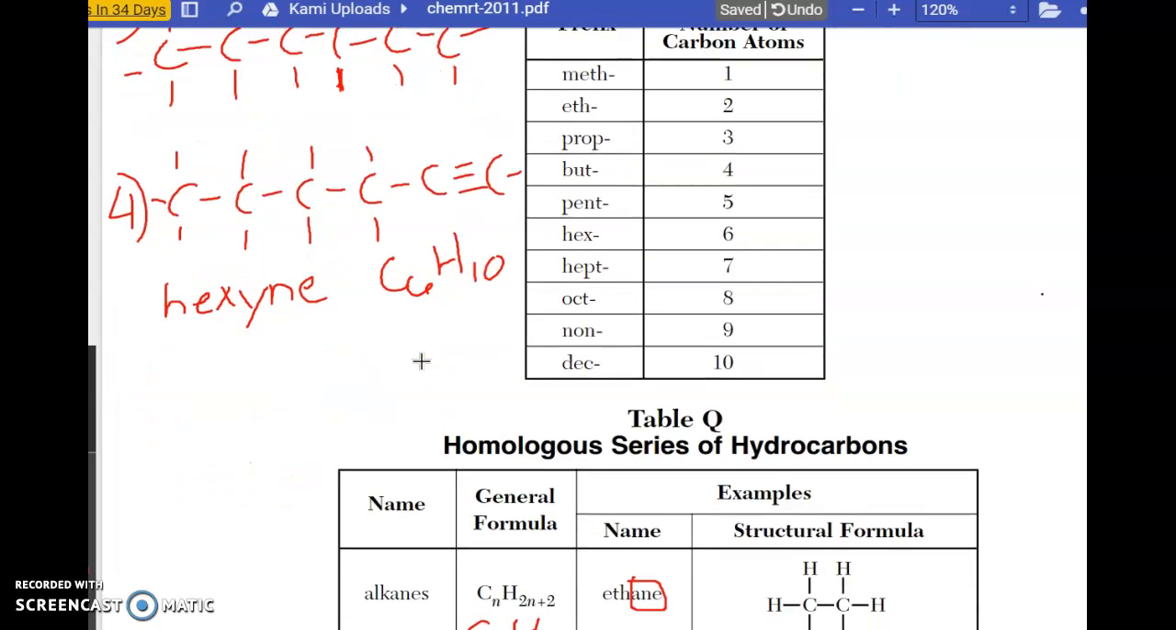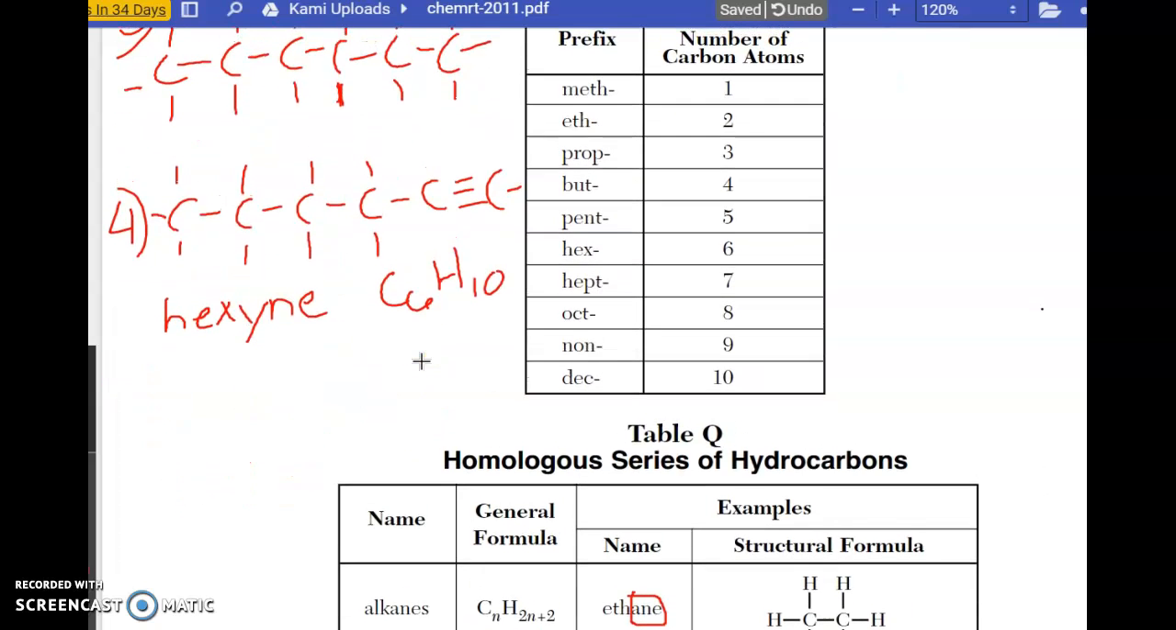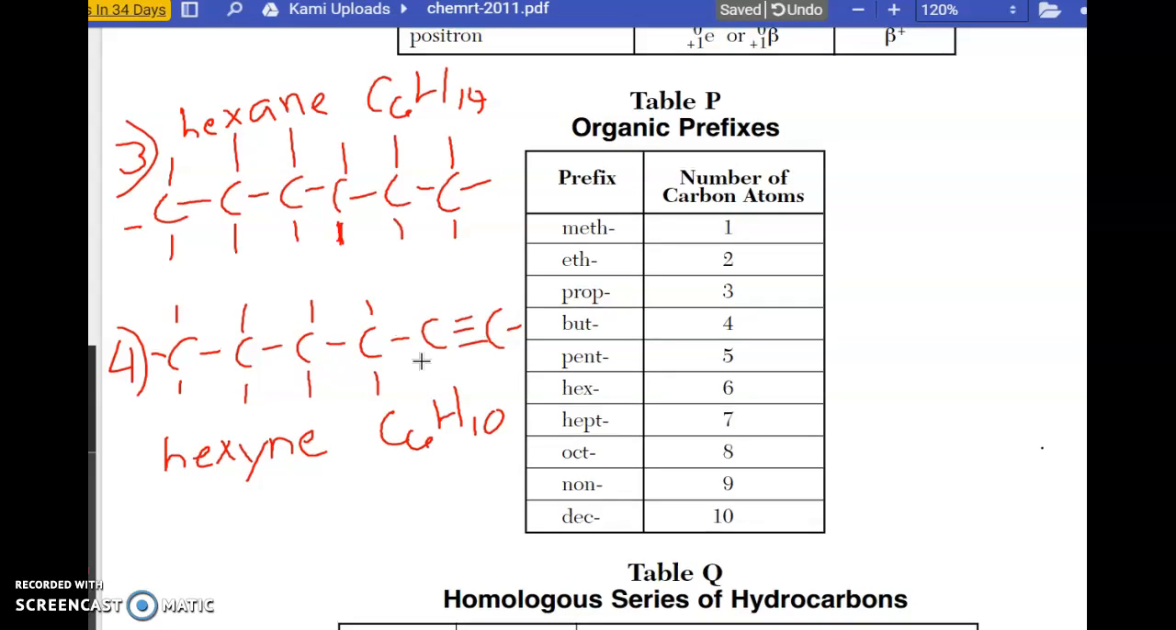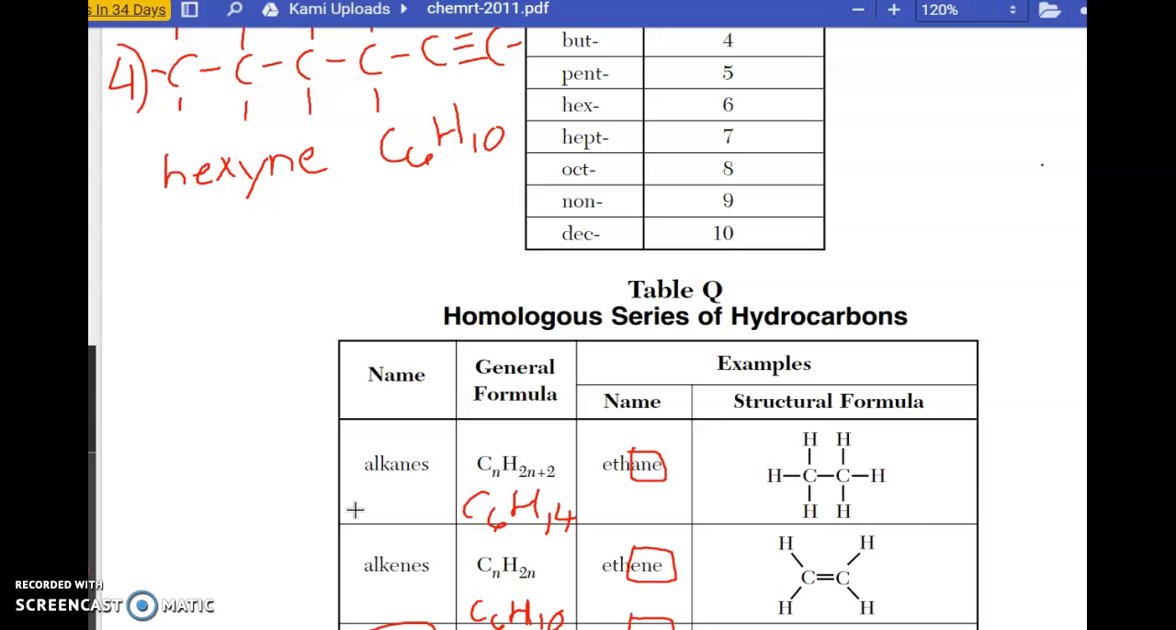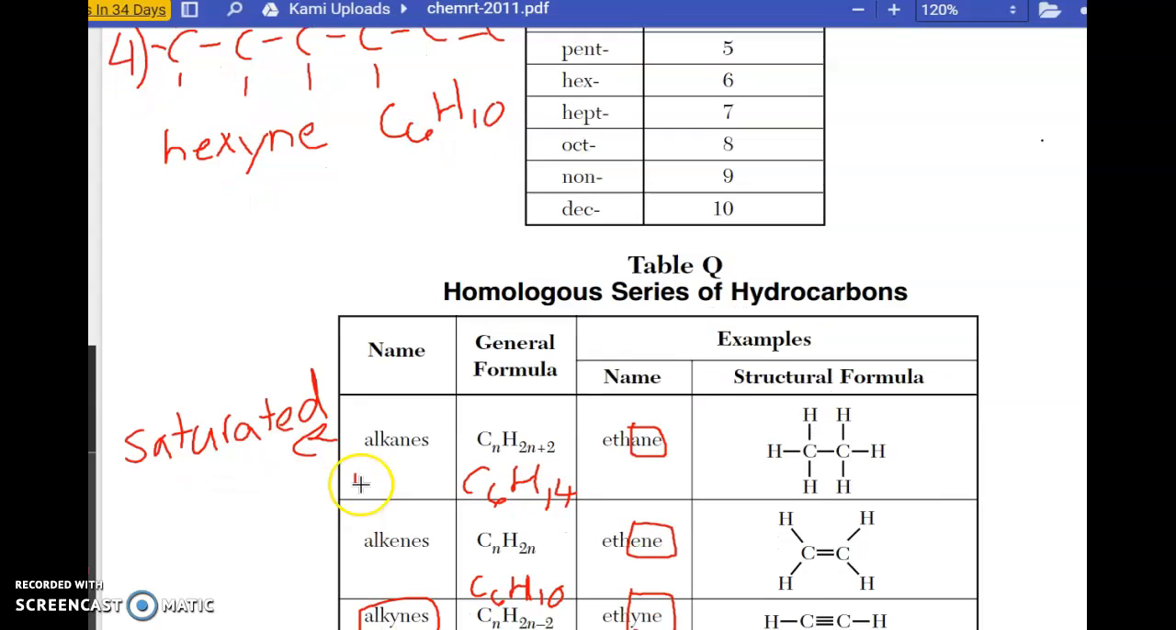Okay, the last thing I want to do is label whether it is a saturated or an unsaturated hydrocarbon. So this guy, hexane, is it full of hydrogens? Does it have as many hydrogens as it possibly can? Yes. All of the bonds are single bonds. As long as you have any alkane, alkanes will always be saturated. They'll always be full of hydrogens.